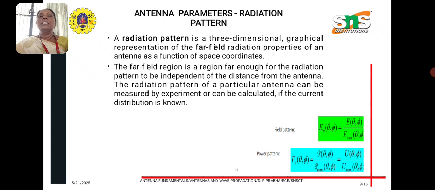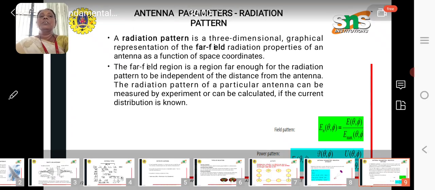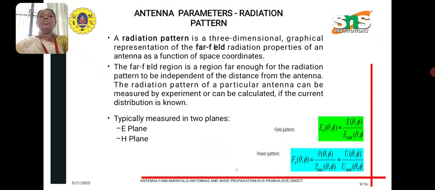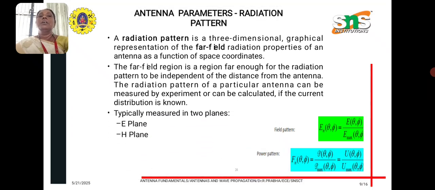The far field region is a region at a far distance from the given antenna, and the pattern is independent of the distance from the antenna. It is measured in two planes. One is called the E plane and the other one is called the H plane.